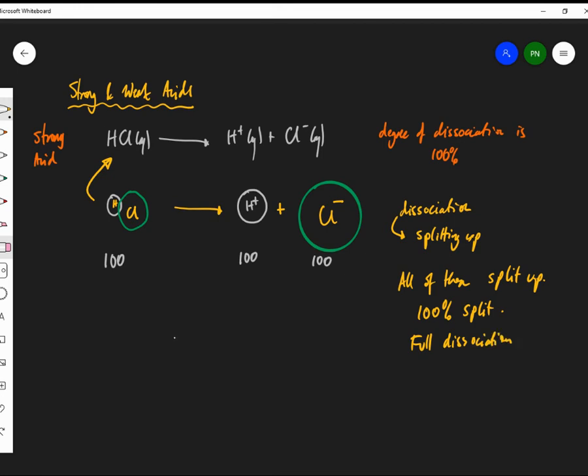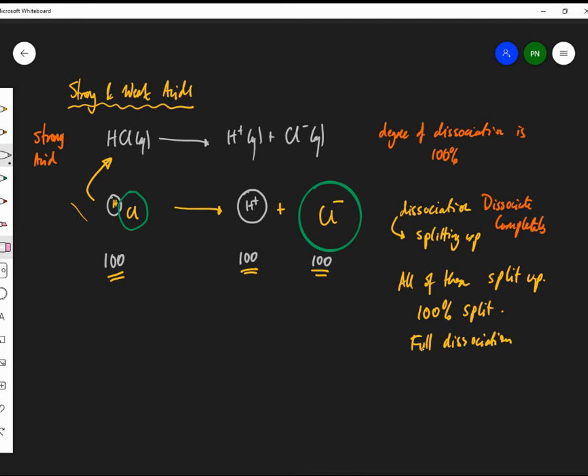Does that make sense? So if I have 100 of these, oh, Nazim's here. All right. So if I had 100 of these, I'd get 100 of these and 100 of these. And that's what we mean by full dissociation, or we say they dissociate completely. That's what we mean by 100% dissociation. Are we good with that? I hope that makes sense. We're going to come back to this idea in a minute.